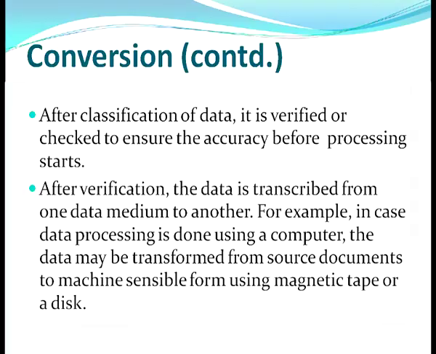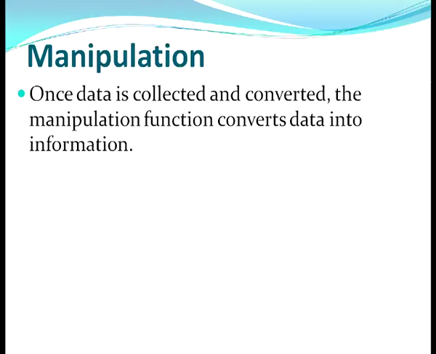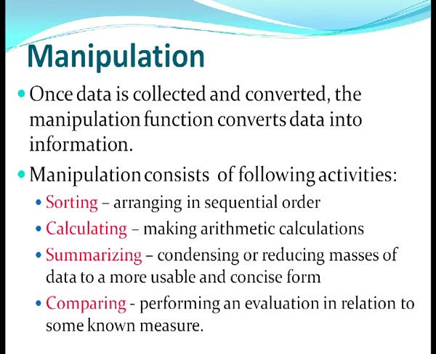This was about conversion. We move on to the next category of data processing, that is manipulation. Manipulation is converting into information. It can be done through the following activities. Through sorting, means arranging in sequential order. I want to arrange the names of my students alphabetically. I am sorting my data.